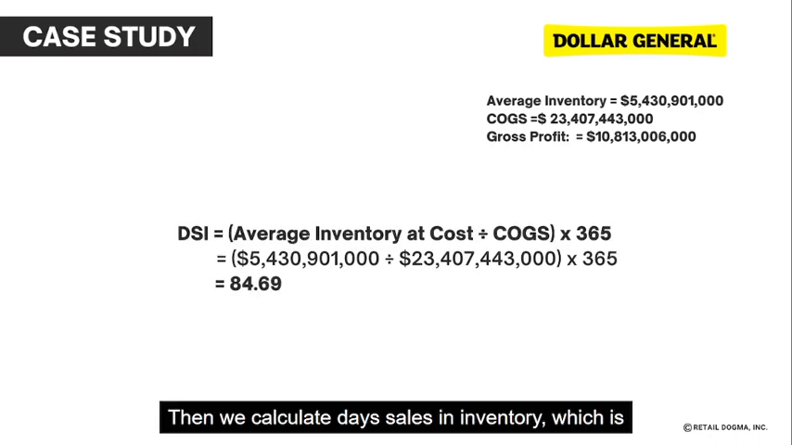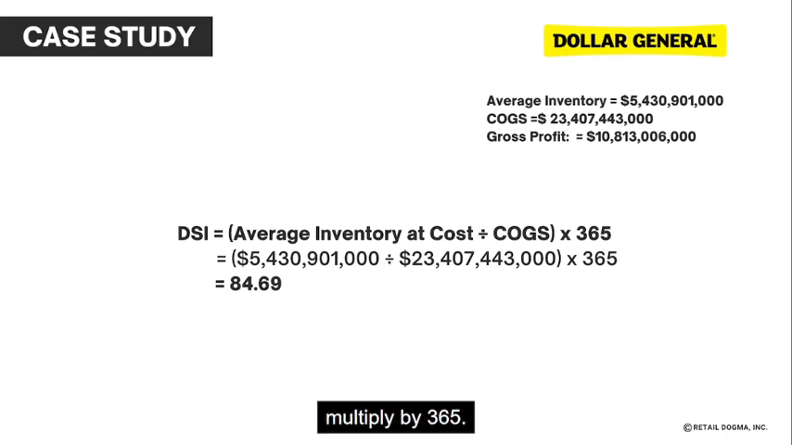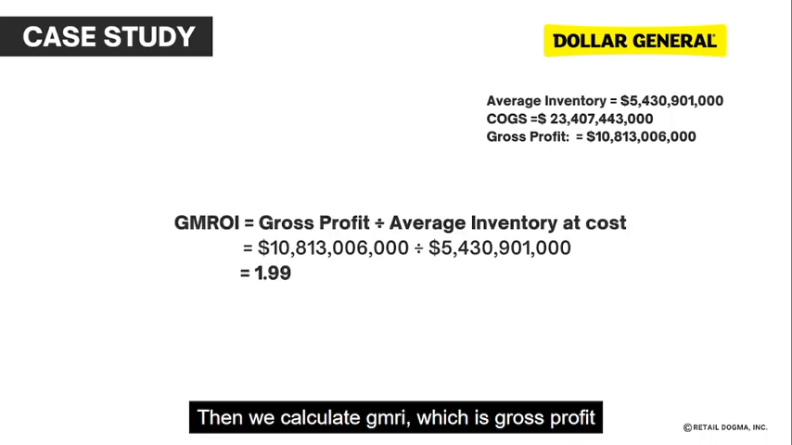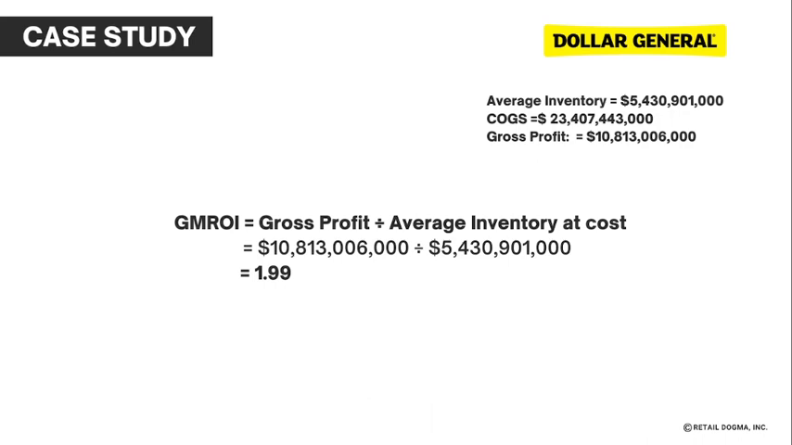Then we calculate days sales in inventory, which is average inventory divided by COGS and then multiplied by 365, and we get 84.69 days. Then we calculate GMROI, which is gross profit divided by average inventory, and we get 1.99.